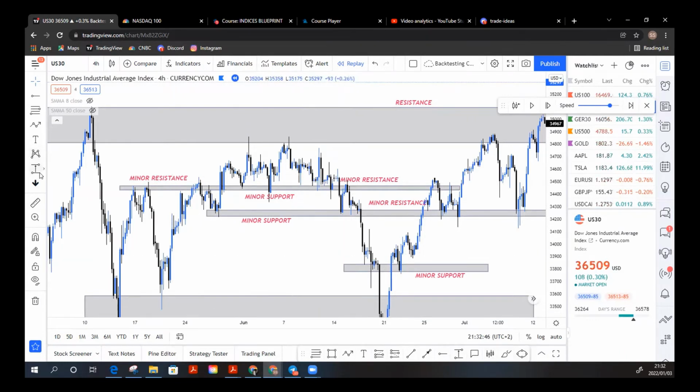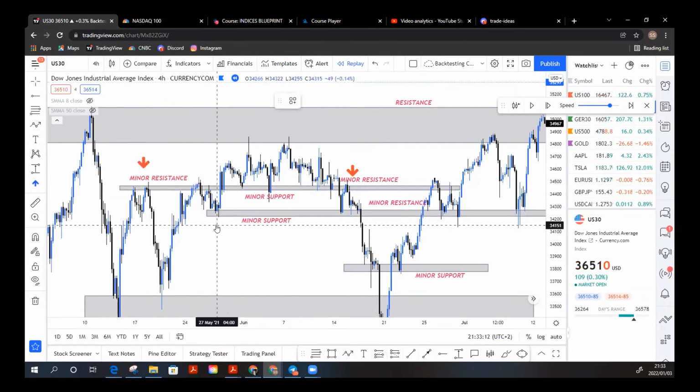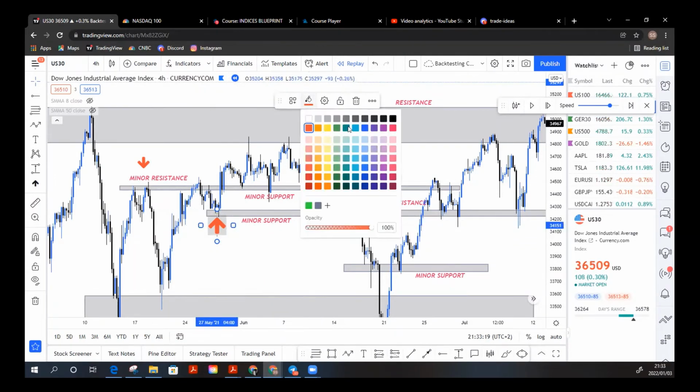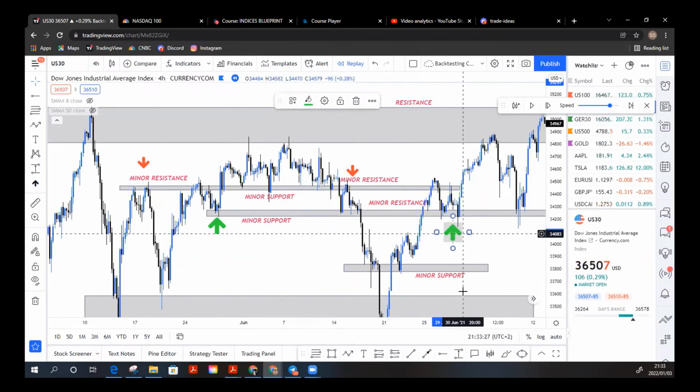And I'm just going to put an arrow there as well. So minor resistance is there, as well as there, as well as here, that point. That becomes minor support. Minor support there as well.